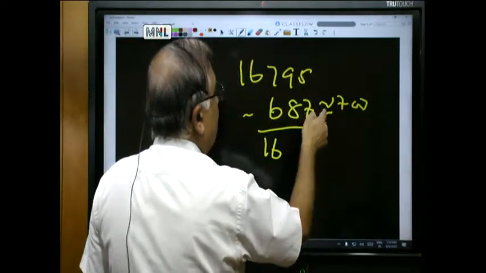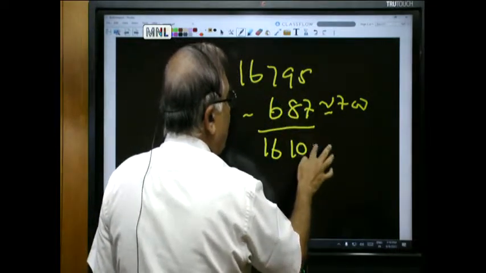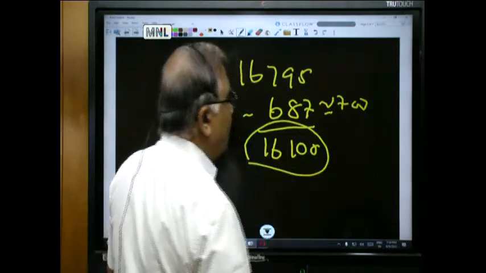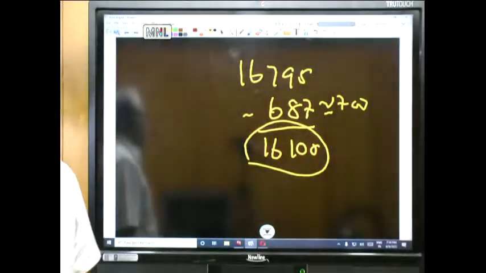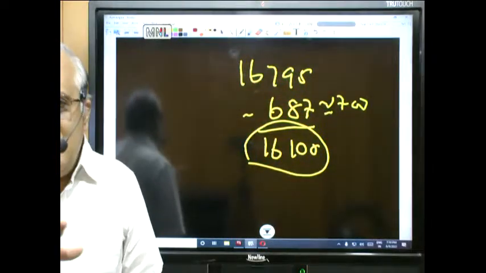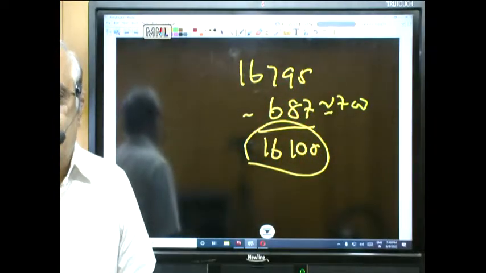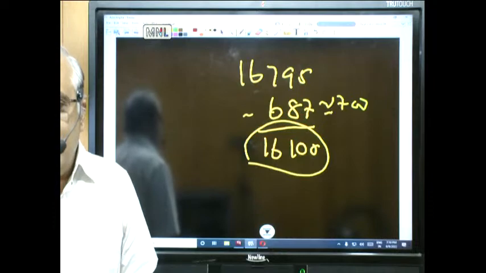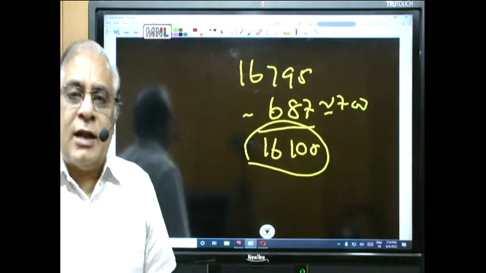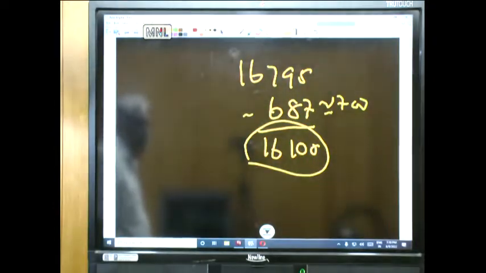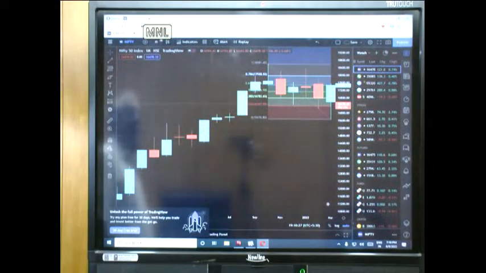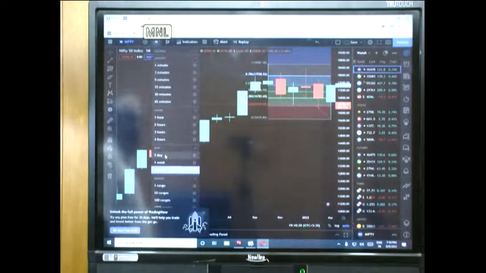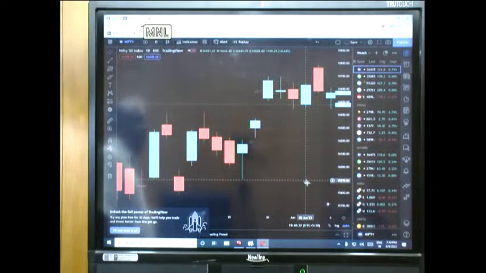So 16,095 or 16,100. This is the place below which we will have the trend change again. Till this time that 16,100 is not crossed, there is a chance for Nifty to go up and down and come back. Now let's go back to the chart. Now I told you that 16,100 is a very important place. We will go to the daily chart now.